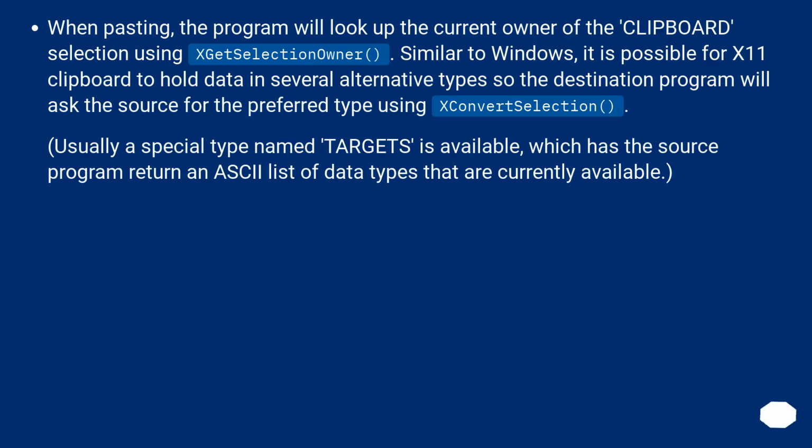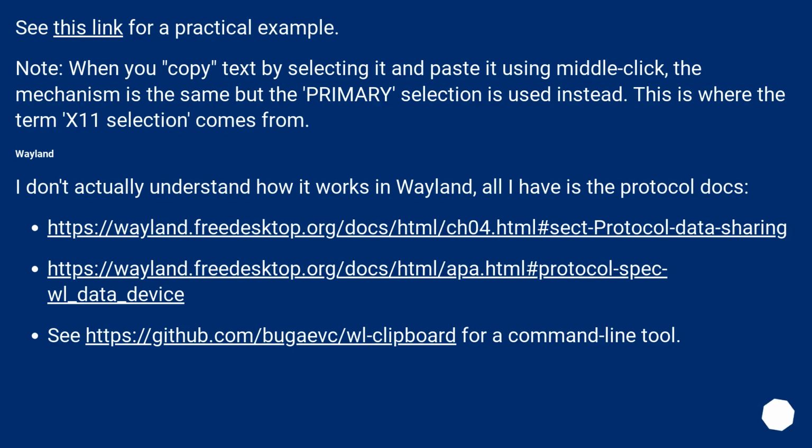When pasting, the program will look up the current owner of the clipboard selection using GetSelectionOwner. Similar to Windows, it is possible for the X11 clipboard to hold data in several alternative types. The destination program will ask the source for the preferred type using ConvertSelection. Usually a special type named TARGETS is available, which has the source program return a list of data types that are currently available. See this link for a practical example.